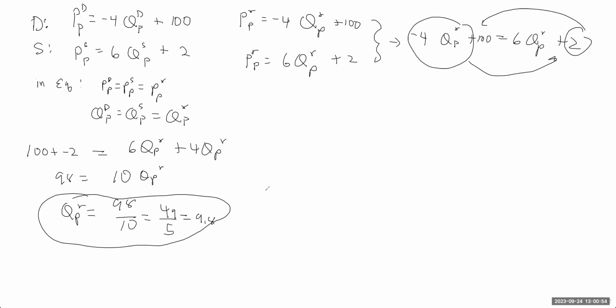All right. So if we know that's how many pizzas people are going to eat and Domino's is going to sell, let's find the equilibrium price. We plug 9.8 into one of these two equations. I'll just plug it into the bottom one. P star P is equal to 6 times, and I'll use the fraction, 49/5 plus 2.